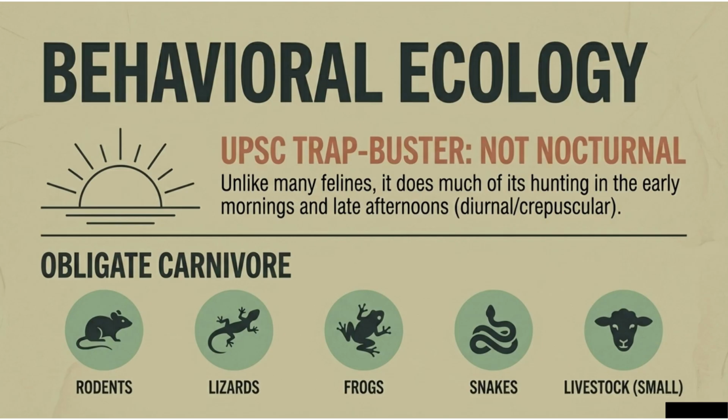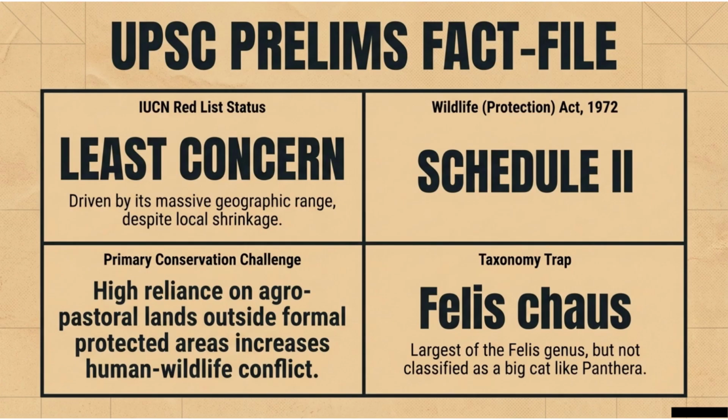Now coming to its behavior and diet. One important point here is that unlike many other cats, the jungle cat is not nocturnal. It is active during early mornings and late afternoons, which means it shows diurnal or crepuscular behavior. This is a very common trap in exams. In terms of diet, it is a carnivorous animal and mainly feeds on rodents, lizards, frogs, snakes, and sometimes small livestock.